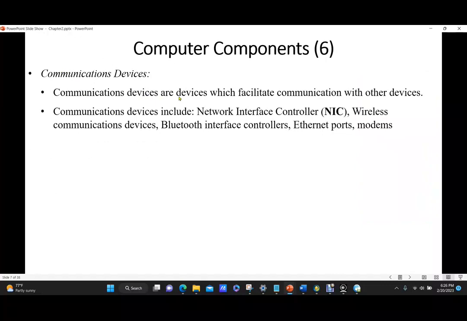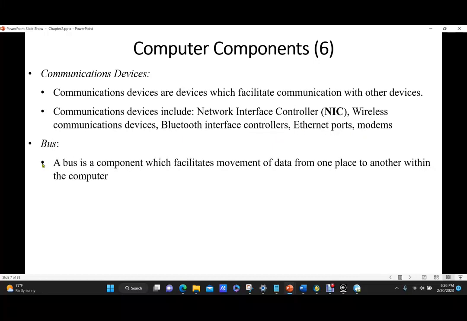Communications devices are devices that facilitate communication with other devices. Communication devices include network interface controllers, wireless communications devices, Bluetooth interface controllers, Ethernet ports, and modems. A bus is a component that moves data from one place in the computer to another in the same computer.